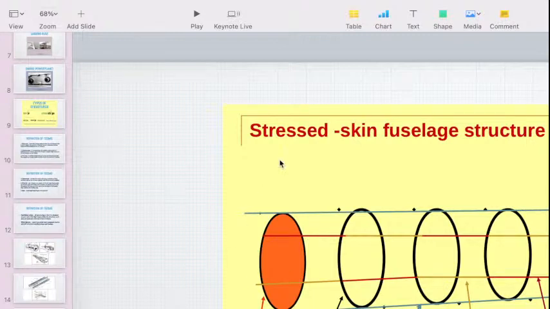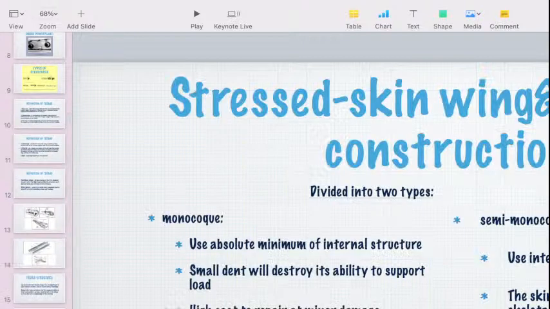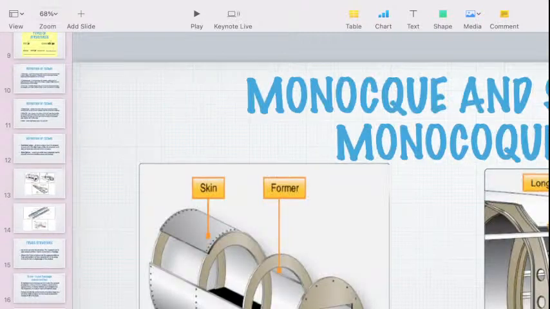Again, another good picture of which way your formers run, your longerons, your stringers, and bulkheads. Stress skin wing and fuselage construction are divided into two types. So our stress skin structures are either monocoque or semi-monocoque, and these are the differences between those types of structures. So you can review that. Another good diagram of these two types of stressed skin structures.